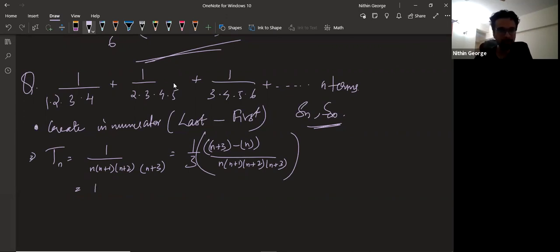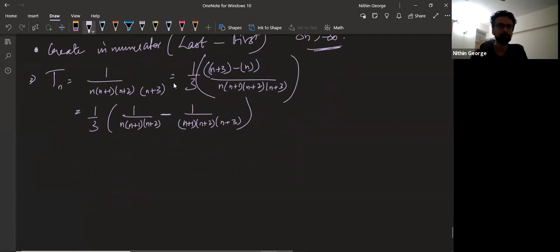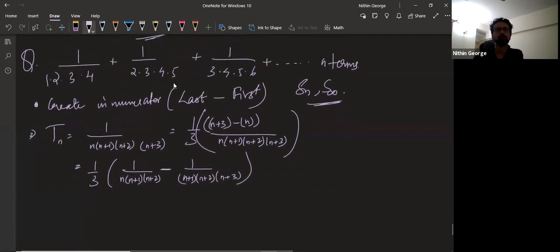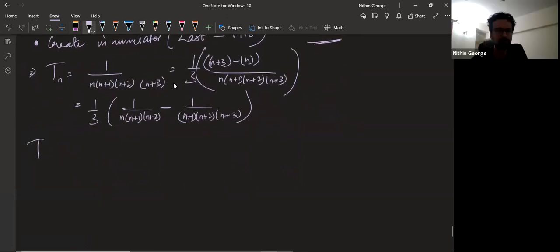Yeah. So this becomes 1 by 3 into 1 by n into n plus 1 into n plus 2 minus 1 by n plus 1 into n plus 2 into n plus 3. Okay. Is this clear? Yes, sir. All right. So what does the first term become?